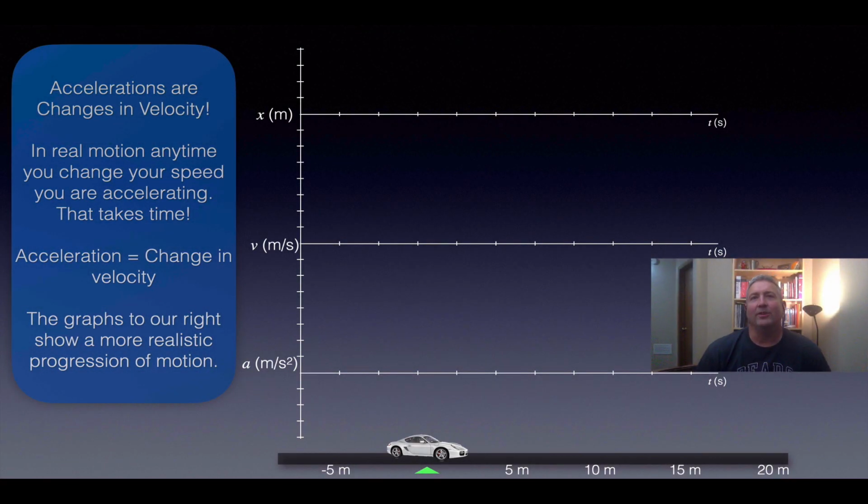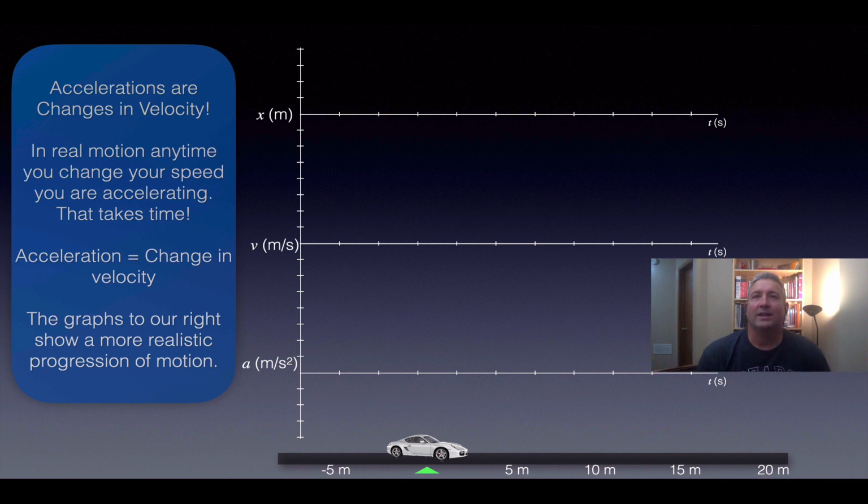All right, guys, last time we looked at some graphs. We saw a position versus time graph of this car moving back and forth, and it looked really abnormal, really jerky and not realistic. The reason was because we had changes in velocity that were instantaneous, and in real world settings, that doesn't really happen. We have changes in velocity, but they happen over the course of time, and that's what we call an acceleration.